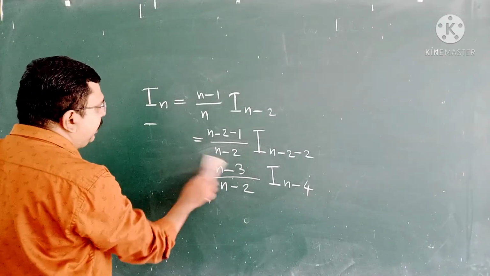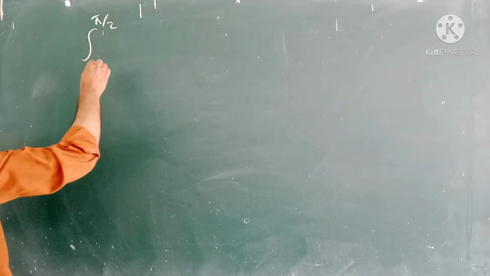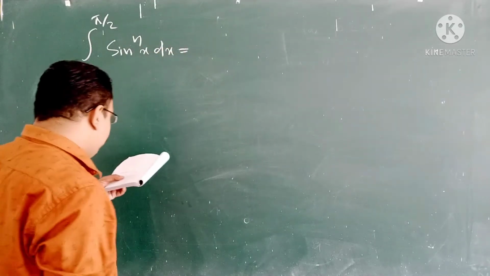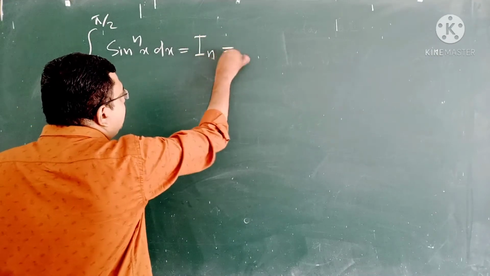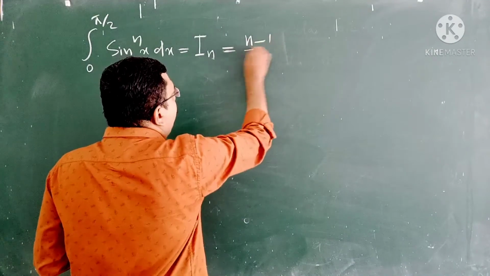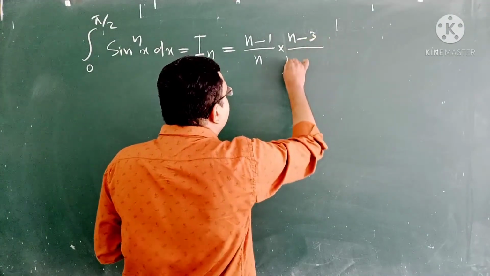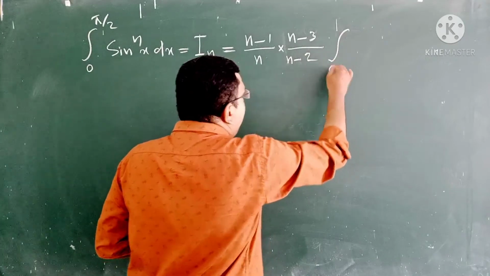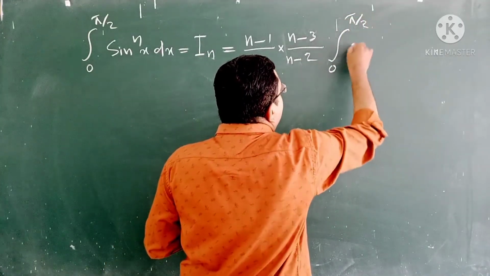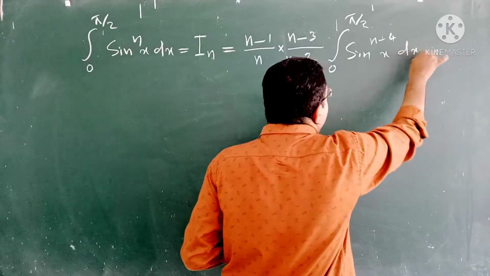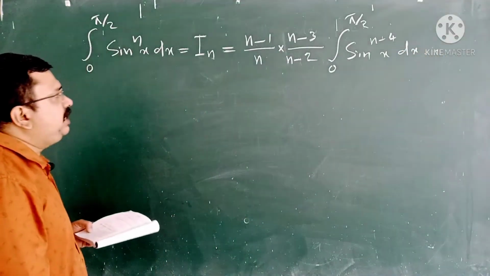Next we can write this one. Integral 0 to pi by 2 sin raised to n x dx, we know that it is I n, which is equal to n minus 1 by n into n minus 3 by n minus 2 integral 0 to pi by 2 sin n minus 4 x dx.